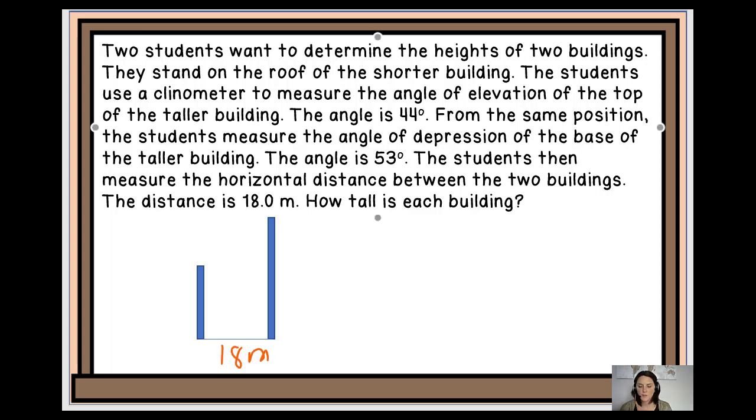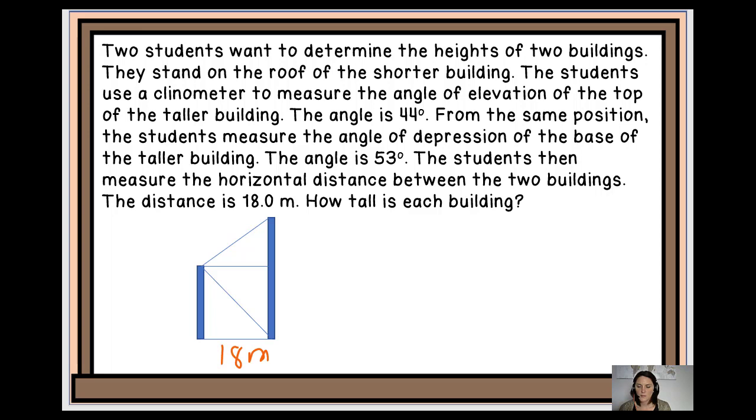Okay, so the two students are standing on top of the shorter building. So I'm going to go ahead and draw a line because they're looking up at the roof of the taller building. And they're also looking at the floor or the bottom of the taller building as well. So I'm going to draw in a second line going down to the bottom of the taller building. I'm also going to draw a line in the middle because that's kind of where the students are.